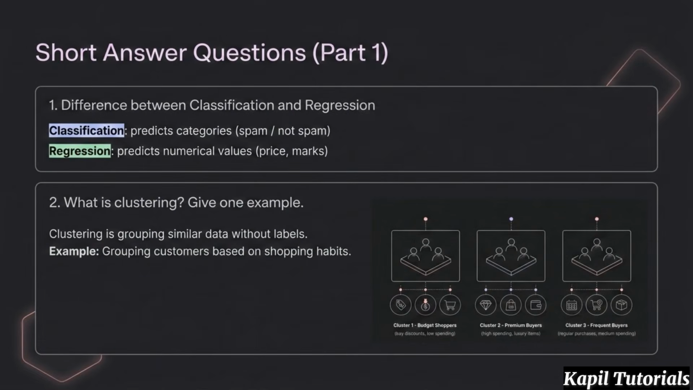Now for some short answer questions. The key difference between classification and regression is that classification predicts categories, while regression predicts numerical values. Clustering is defined as grouping similar data points without labels, such as categorizing customers by their shopping habits.